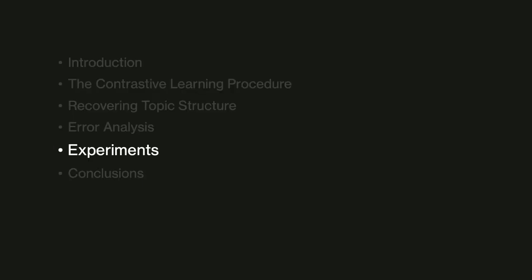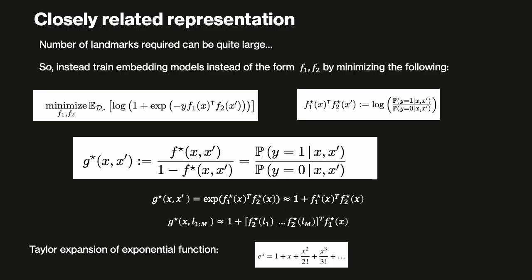Next, having shown that there exists a practical bound on the risk of approximation, the authors move on to empirical experiments that they did on their contrastive learning approach. So before moving on to the actual experiments, the authors address one key limitation of the previous approach, and that has to do with the number of landmark documents required, as they can be quite large.